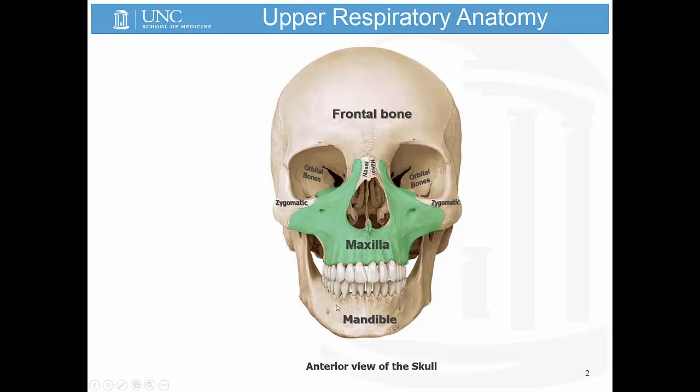We'll also consider the mandible. The mandible, the lower jaw, houses our lower dentition.